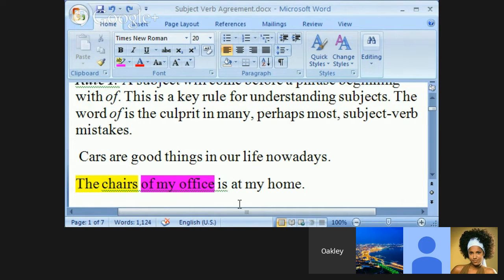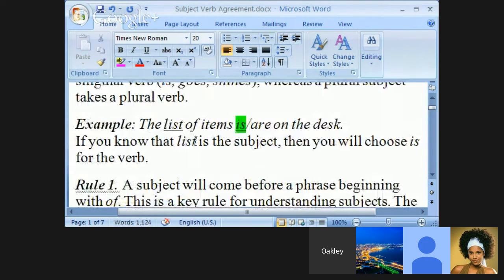So here, okay, Anna, we have to say are. Chairs of my office are at my home. Of is a little strange here, maybe. Chairs from my office, maybe, might be more normal, but maybe you wouldn't make the mistake if it was from my office. Usually we make the mistake with of.